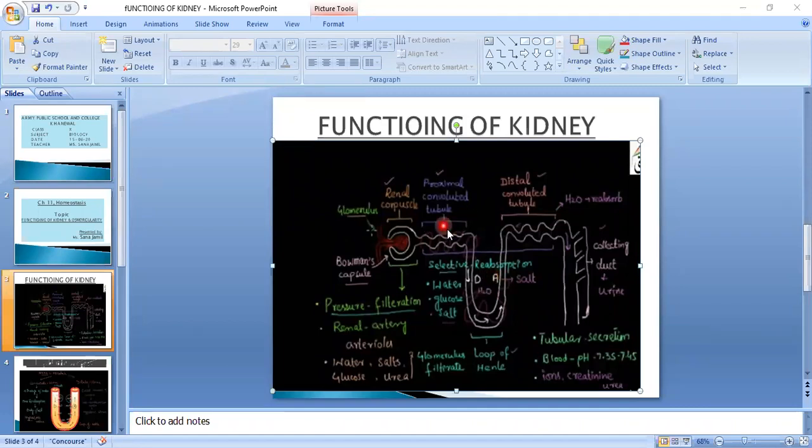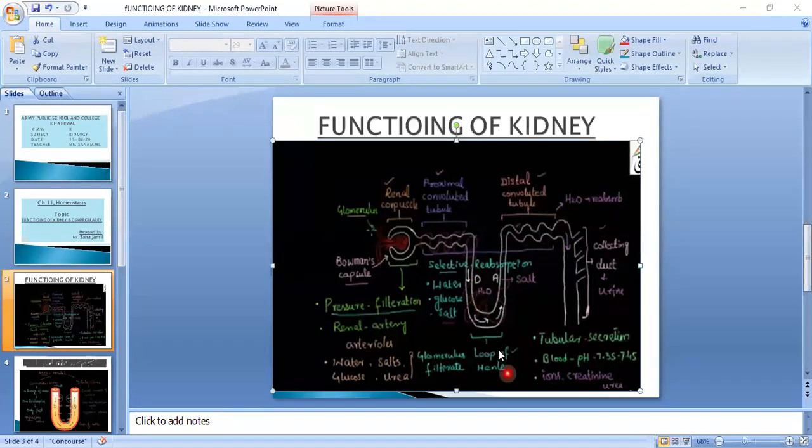Here, these are the proximal convoluted tubule. Okay? You can see here I mentioned three things: water, glucose, and salt. These get reabsorbed from the proximal convoluted tubule. These zigzag tubules are the proximal convoluted tubules that absorb water, glucose, and salt from here. Next, this filtrate moves towards the second part of the renal tubule known as the loop of Henle.